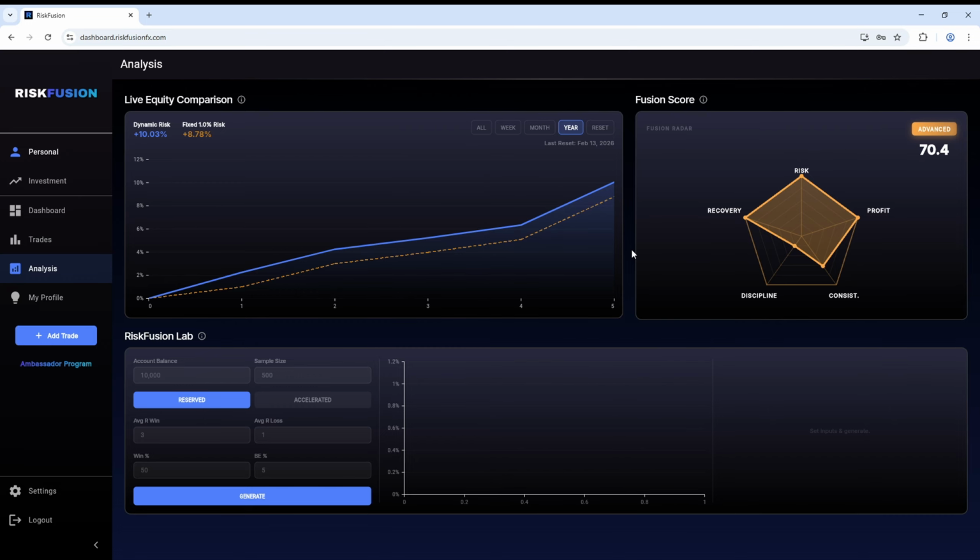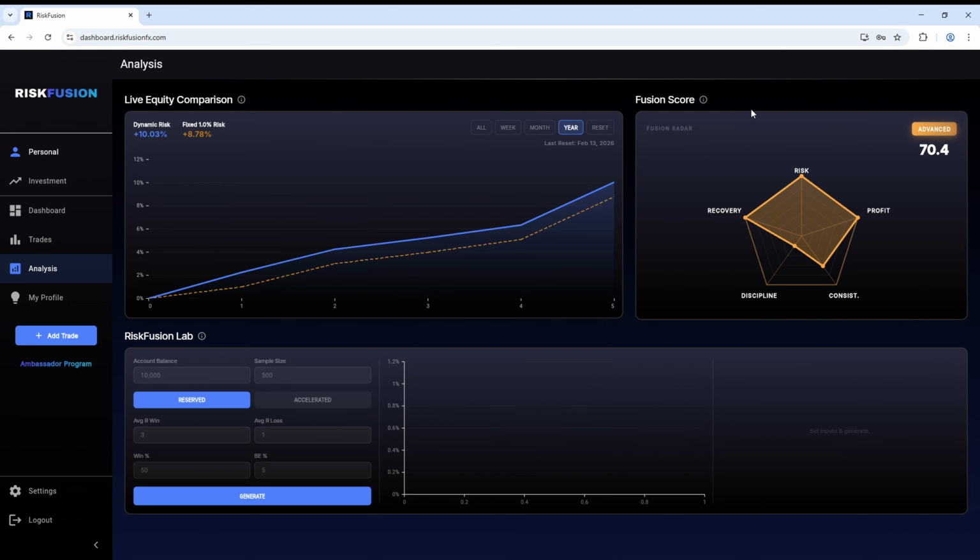So over here on the right hand side, what we have is the Fusion score. This is quite a good overall metric as to how you've generally been performing as a trader. It tracks 5 different metrics: your risk, your profitability, your consistency, your discipline, and how well you can recover. Over time, as you input more and more data, it will be looking at different calculations and metrics. It will be looking at the type of entries you have, analyzing every single individual trade, and looking at the goals that you achieve, a whole collection of different things.